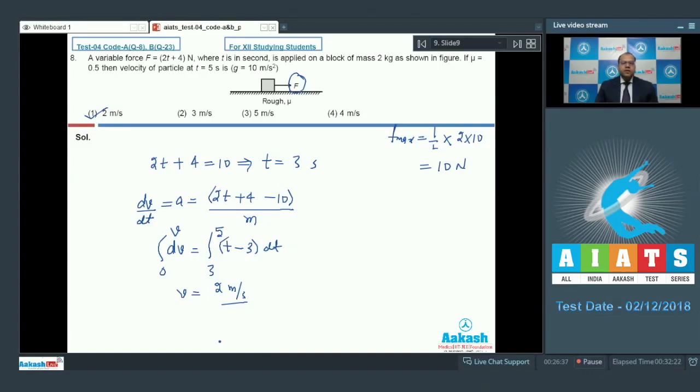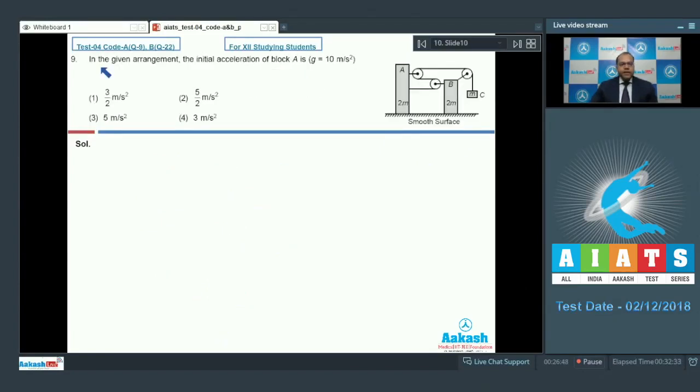Let's move to question number 9. In question number 9, in the given arrangement, the initial acceleration of block A is. So at this moment, if I want to calculate the acceleration of block A, if I draw the free body diagram at this moment, mg is acting in this direction, tension T is acting in this direction. Let the acceleration of block C in this direction be AC.